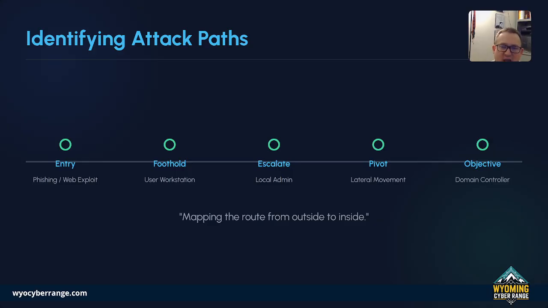Can we get local admin privileges on that machine? Can we pivot laterally through the network? And then finally, can we reach our objective, like maybe a domain controller from the outside?